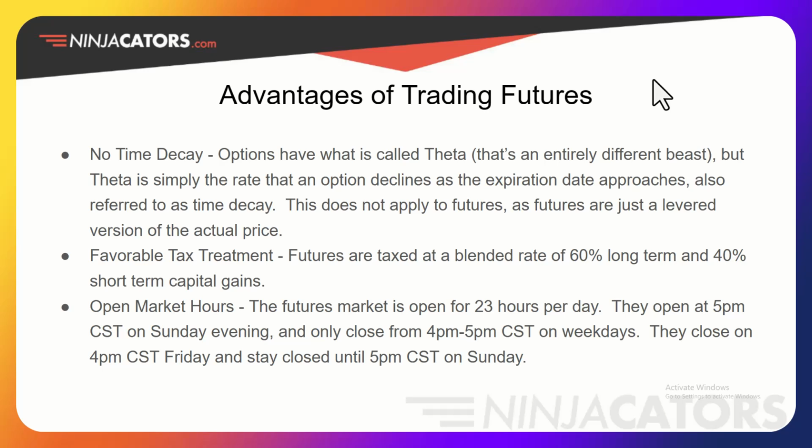And they close each day. So the stock market closes at 3. Futures will close at 4 to 5. So just 1 hour per day it's closed. And then it'll reopen at 5 p.m. Central every single day during the weekday. Of course, on Friday, once it hits that 4 p.m. close, it will then not open again until 5 p.m. on Sunday.